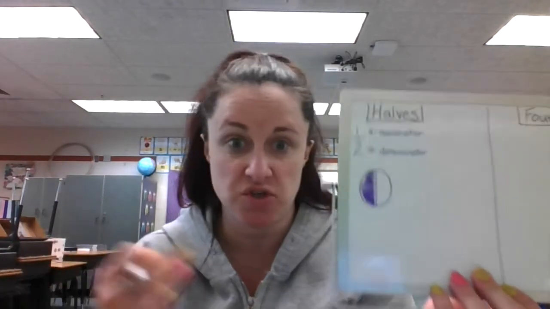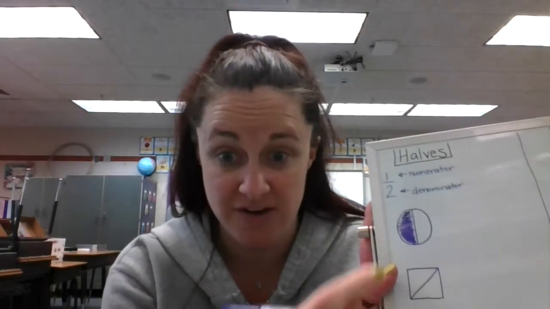You can do this with circles. You can do this with squares. You can do this with triangles. The important part, though, is that it has to be equal, okay? It's not a half if it's a bigger portion than the other, or if it's a smaller portion. So if it's not an equal portion, they're not cut equally into 2 pieces, it's not going to work, okay?